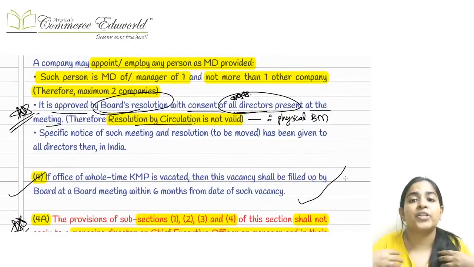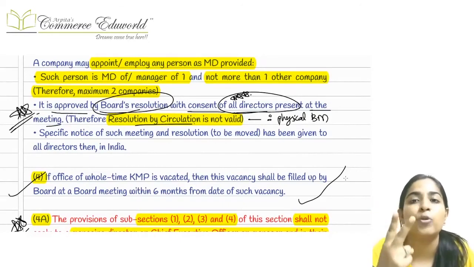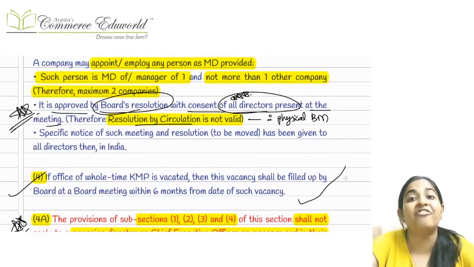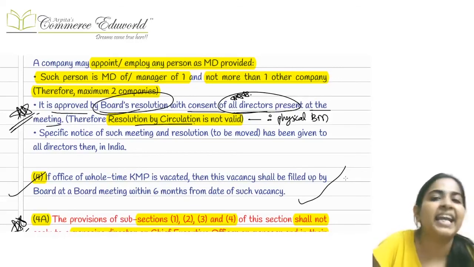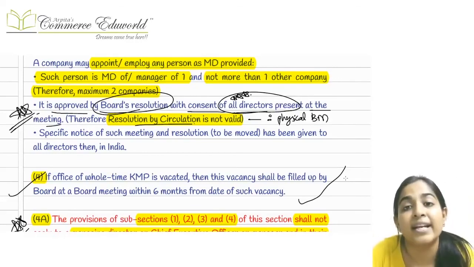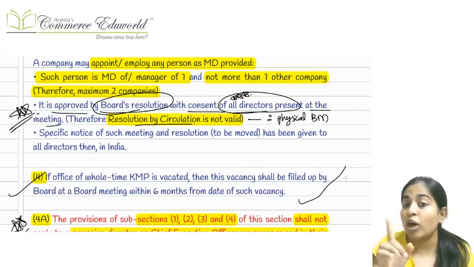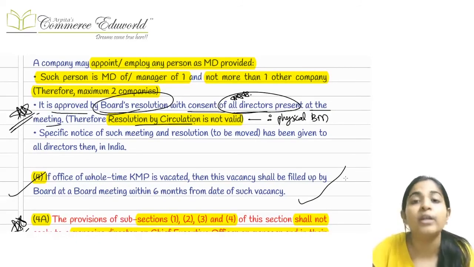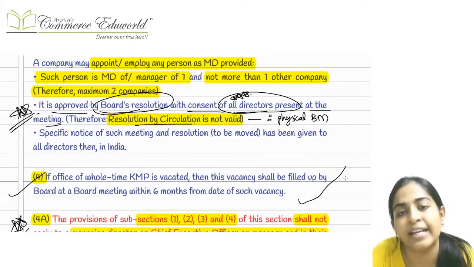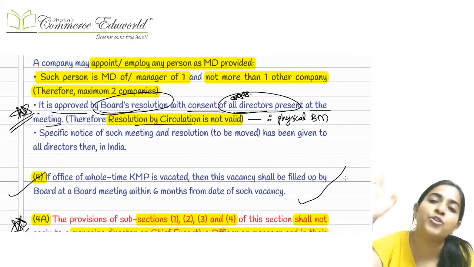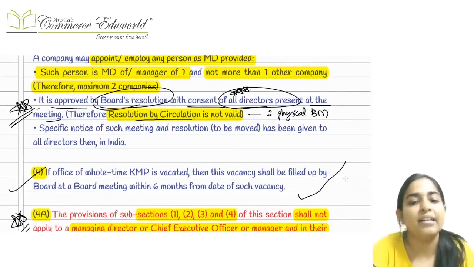A particular person can be an MD in a maximum of 2 companies. Okay, I can be an MD in one company and one more another company. But when I am going to be appointed in the second company, then we have to pass a board resolution by physically calling a meeting, not by circulation. The directors cannot sit at home and vote. We have to physically call for a board meeting. And all the directors who are present should say yes. Then only I can be appointed as an MD in the second company.